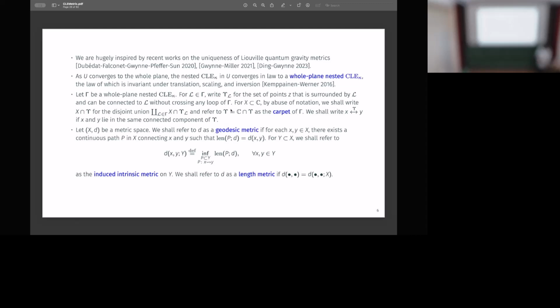A metric is a length metric if it is an induced metric of itself, which means for any 2 points x, y, and for any epsilon, there is a path connecting x and y whose length is at most d(x,y) plus epsilon. So a geodesic metric is always a length metric, but not the other way around.